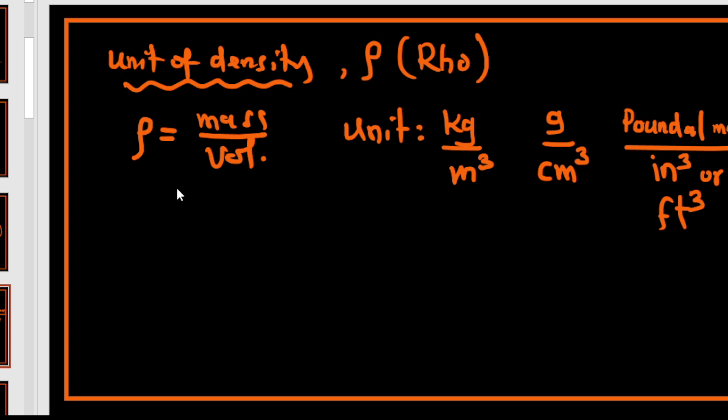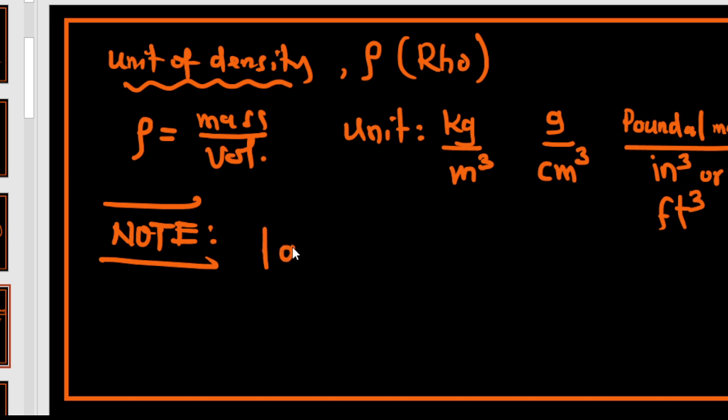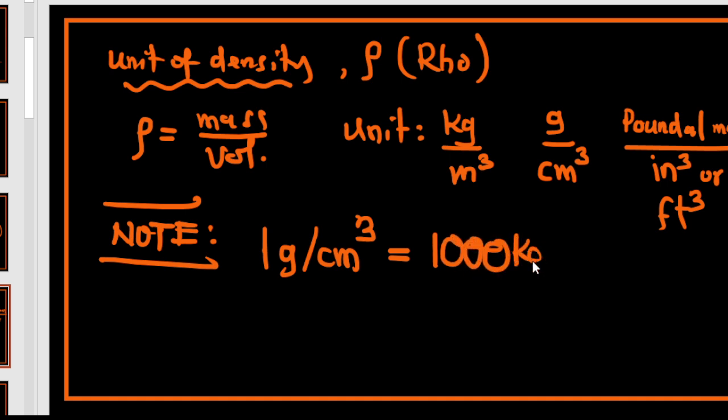So we have, please note a unit of conversion. 1 gram per centimeter cube is the same thing as what? 1000 kilogram per meter cube. 1 gram per centimeter cube is the same thing as what? 1000 kilogram per meter cube.